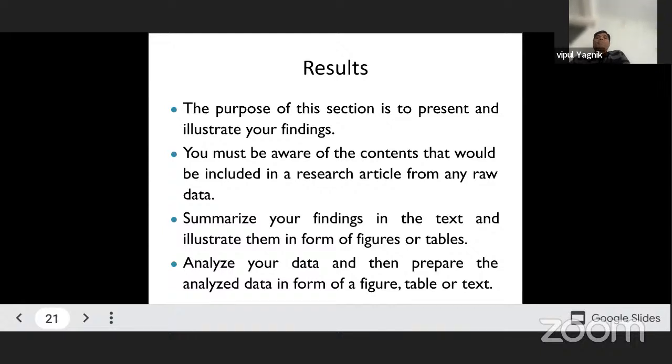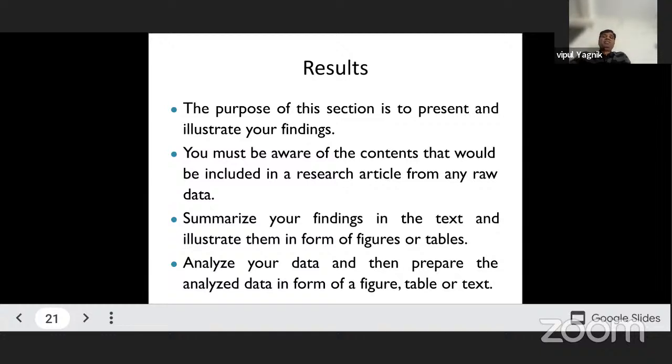Result. The purpose of this section is to present and illustrate our findings. You must be aware of the content that would be included in a research article from any raw data. Summarize your findings in text and illustrate them in the form of a figure or table. Analyze your data and then prepare the analyzed data in the form of a figure, table or text.